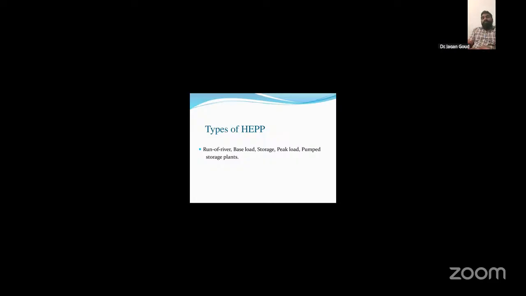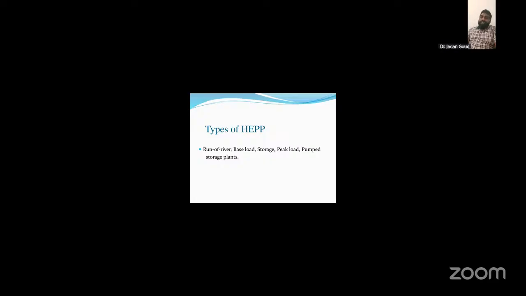Last one is the pumped storage plant. What is the pumped storage plant? In this concept, pumped storage plants are a special type of hydro plant used for energy storage and peak load supply. Water is pumped from a lower reservoir to an upper reservoir during off-peak hours using surplus electricity. During peak demand, water is released back to generate electricity.